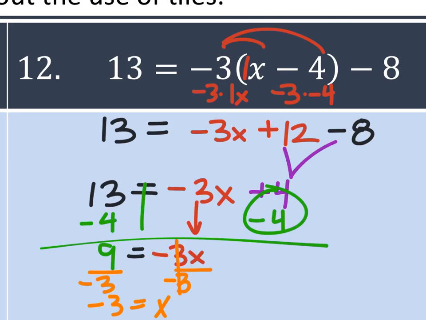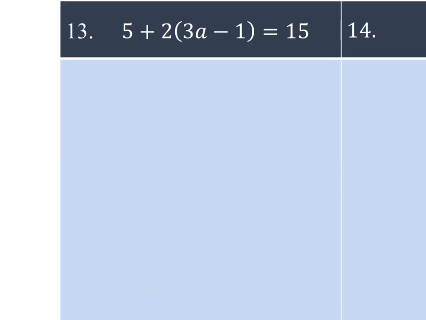But again, I'm using my calculator to check. Actually, this one shouldn't be too bad. So I'd say over here, negative 3 minus 4, that's negative 7. Negative 7 times negative 3 is 21. 21 minus 8 is 13. There we go. So we checked it off, even though we didn't use a calculator, and that's okay. And I know now that x equals negative 3 is the solution to this equation.